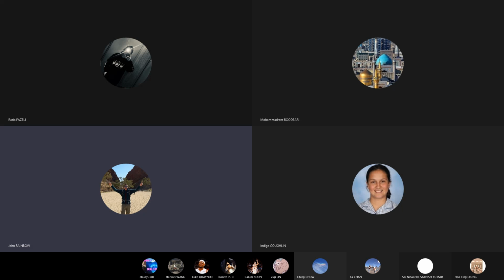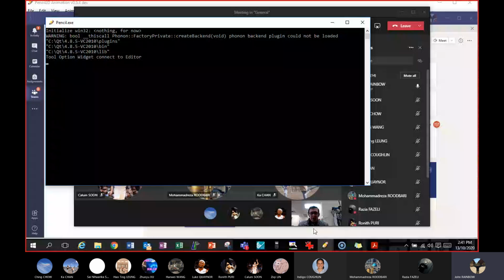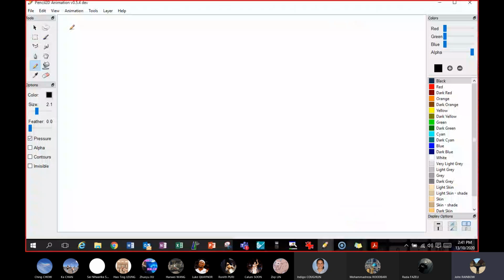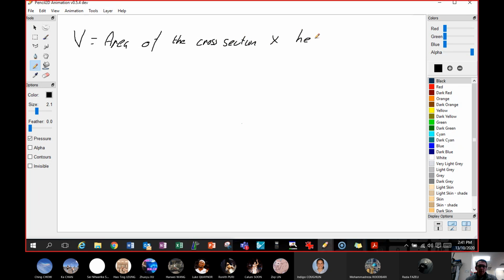So let's have a look at where we're talking about area, volume, I should say. So volume really equals the area of a cross section multiplied by the height. And the height is perpendicular to the area of the cross section.